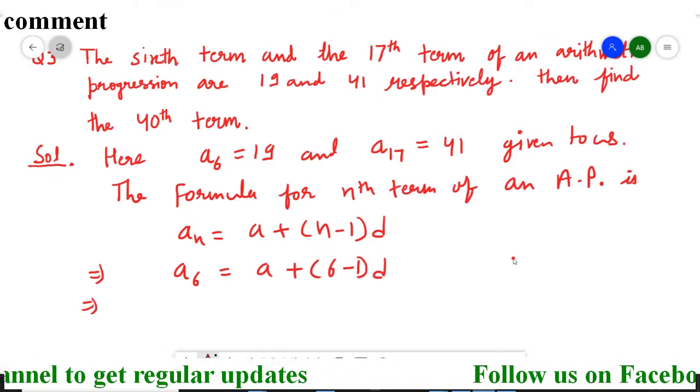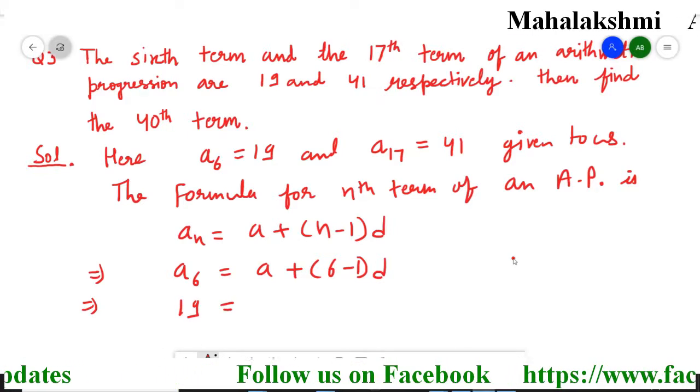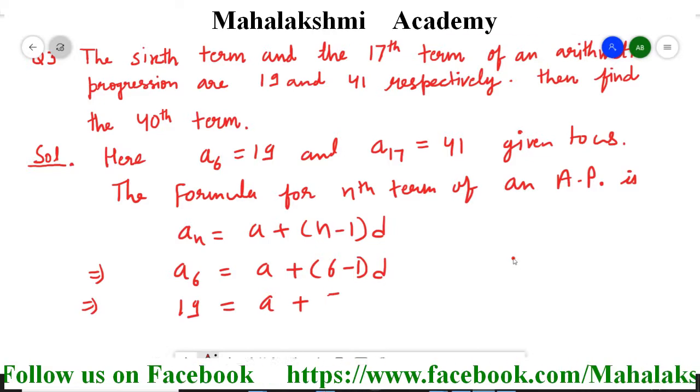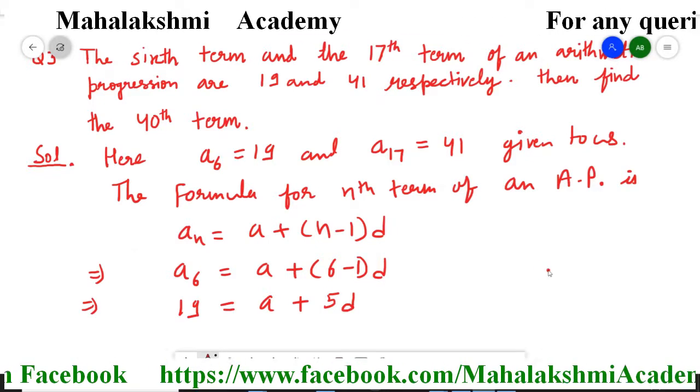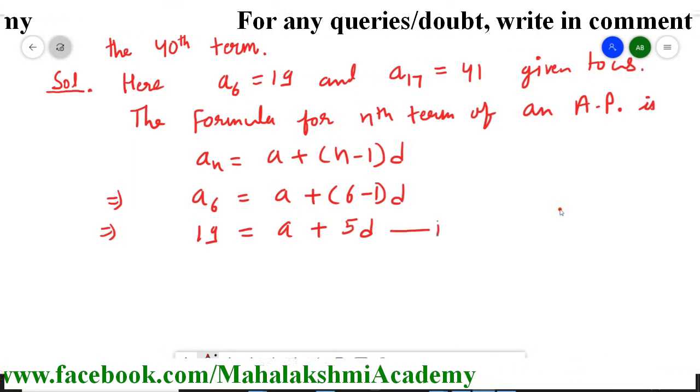Now a6 we will replace by 19, because the 6th term is 19, a we don't know, and 6 minus 1 is 5d. Now we'll write it in equation form, so we'll assume this as equation first.